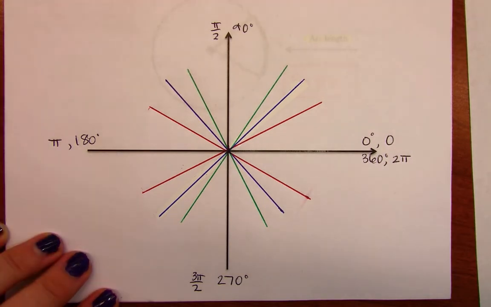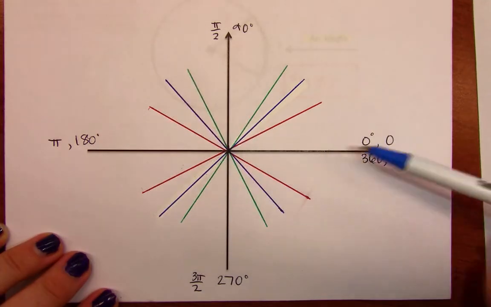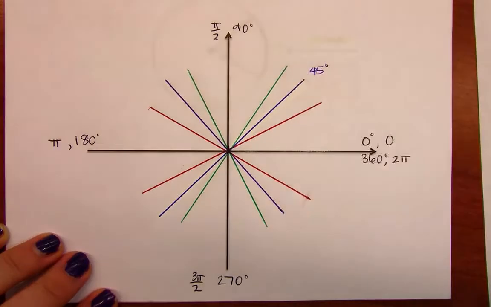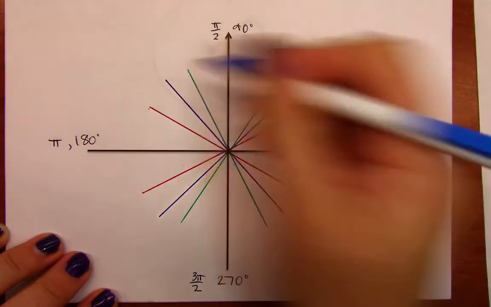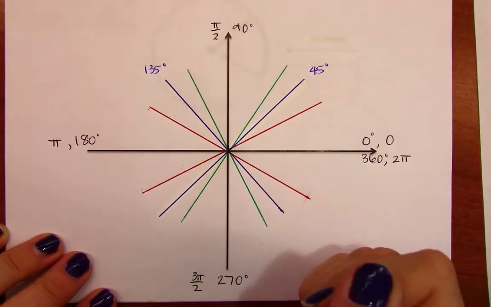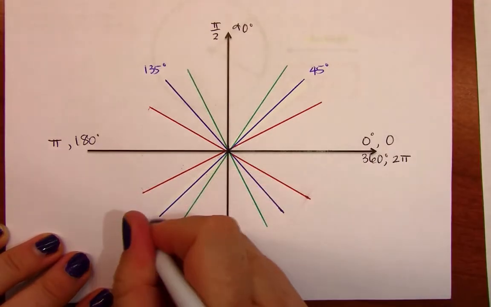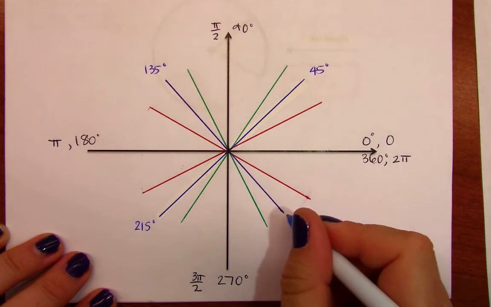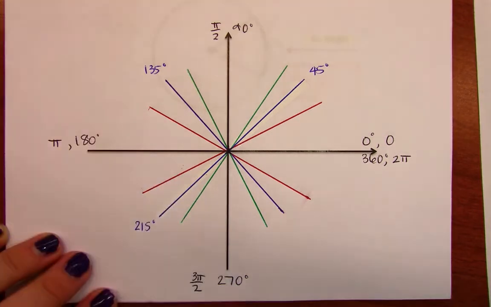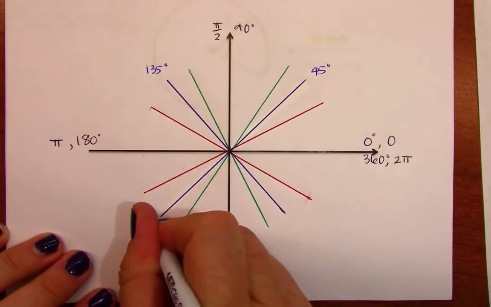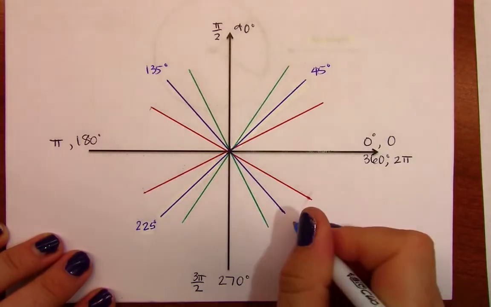Now let's go with the 45-degree angles. We're going to count by 45 degrees. So this is 0 plus another 45, then another 45 would be 90. Another 45 would be 135. Another 45 would be 180. Another 45 would be 225, I'm sorry, not 215, 225. Another 45 would be 270. Another 45 would be 315.